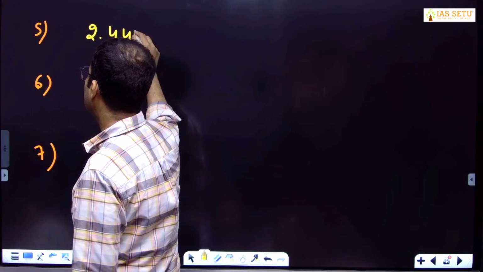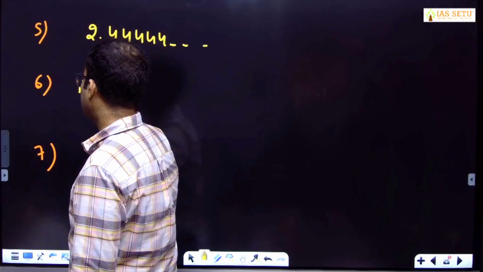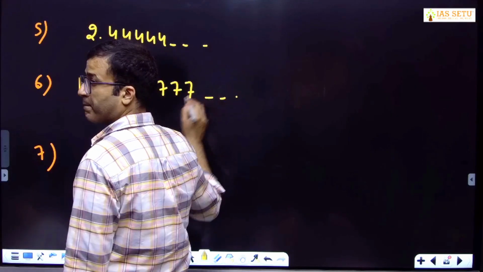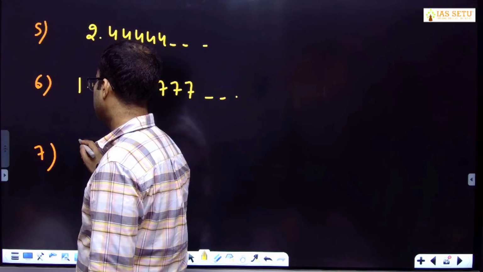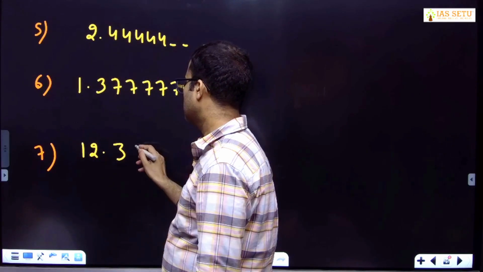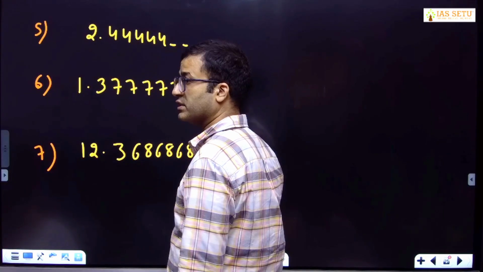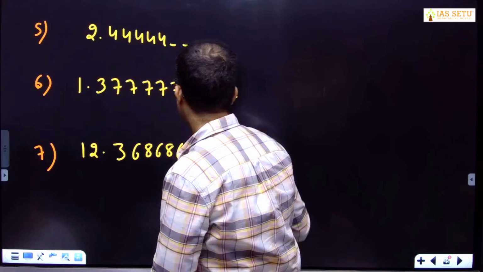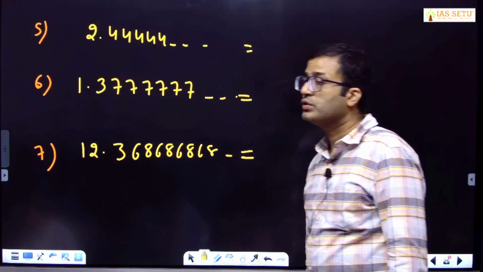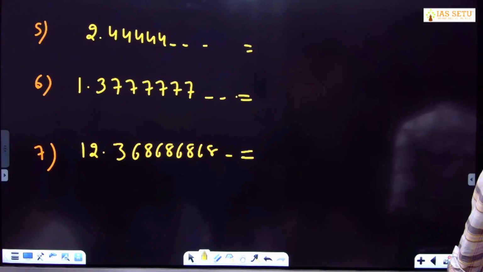2.44444. 1.377777. ठीक है जी. 12.368686868. पीछे कूलिंग कम करनी है. So take your time, 3 examples, go slow. ठीक है.